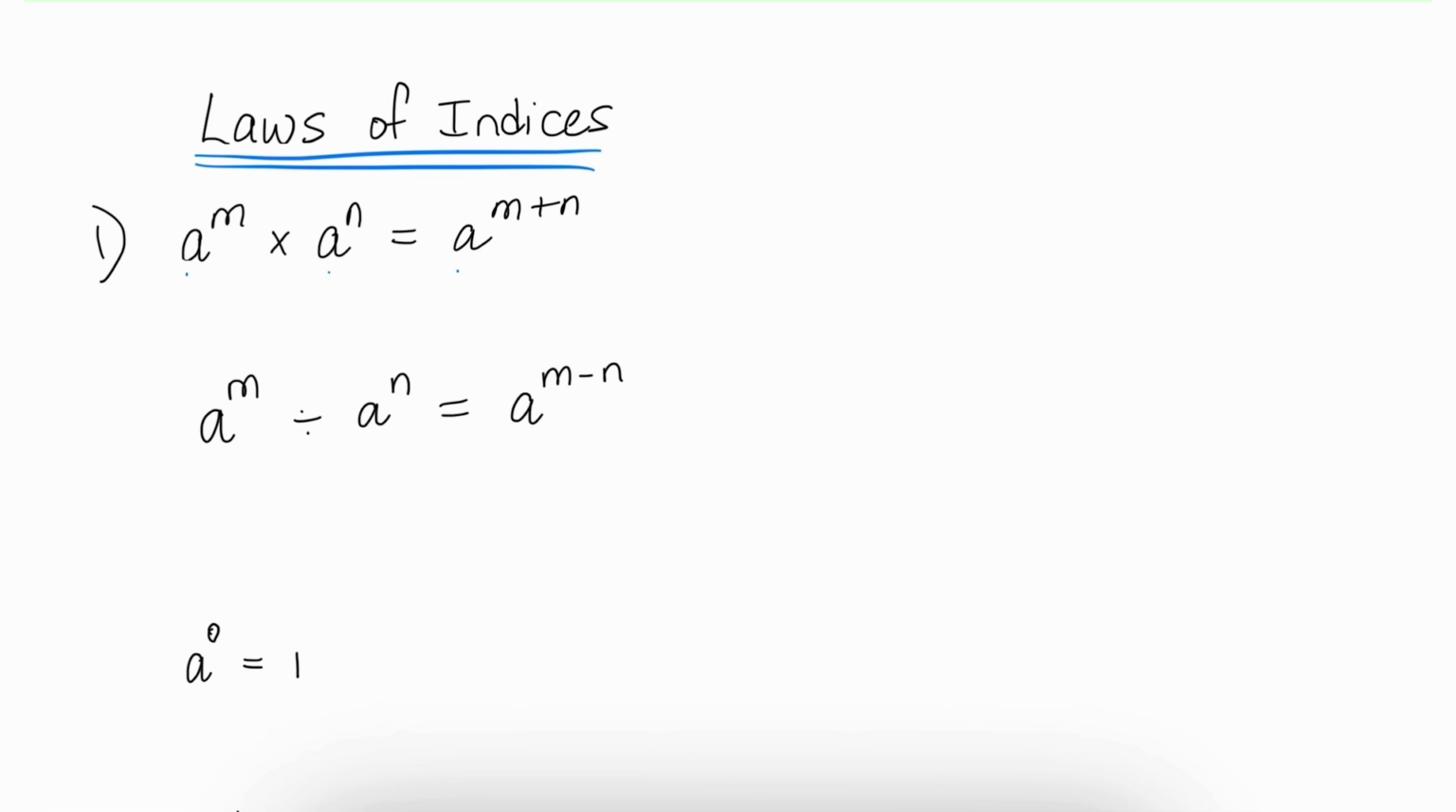So for example, if you had 2 to the power of 3 times 2 to the power of 2, well, this would just be 2 to the power of 3 plus 2, which is equal to 2 to the power of 5. The next one, which is similar to the first one except it's division, you still have the same base, so when you are dividing by the same base, you simply subtract the indices. So if you have a to the m divided by a to the n, the answer will just be a to the m minus n.